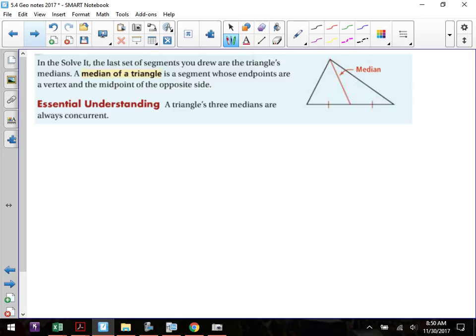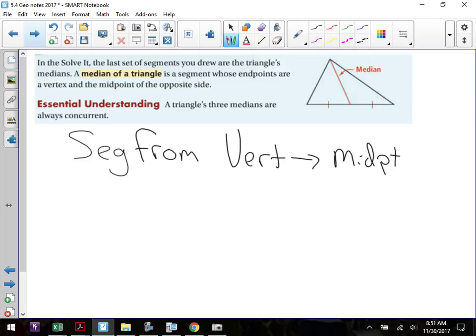The median of a triangle is the segment that's drawn from a vertex to a midpoint across. Obviously, it's not going to be drawn to a midpoint next to it because that's already part of the segment. So if I was going to go from the vertex to the midpoint here, that's just part of the segment. It doesn't help us. But the median is going to be when you're at a vertex to the midpoint opposite. You guys be okay with that? Okay.